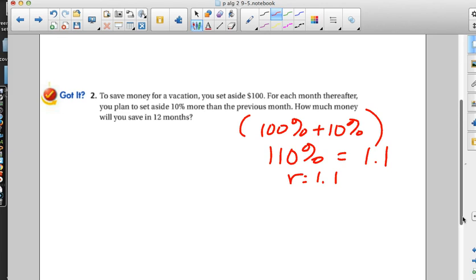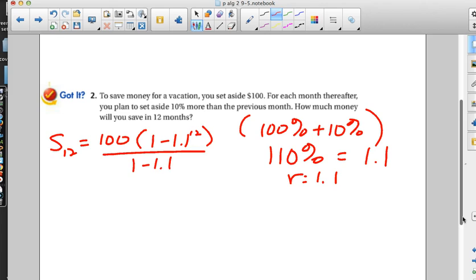And this is geometric. So we want to know the sum for 12 months. We already know the first month you put $100 in there. And 1 minus 1.1 to the 12th over 1 minus 1.1. Well, 1 minus 1.1 is going to be negative 0.1. So we're going to have 100 divided by negative 0.1. That's a negative 1,000 times 1 minus 1.1 to the 12th.